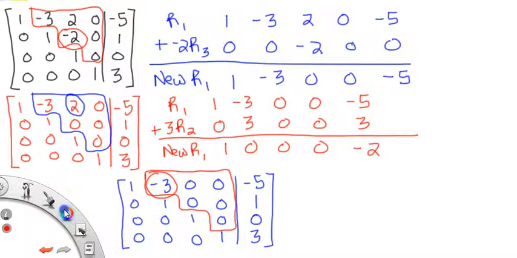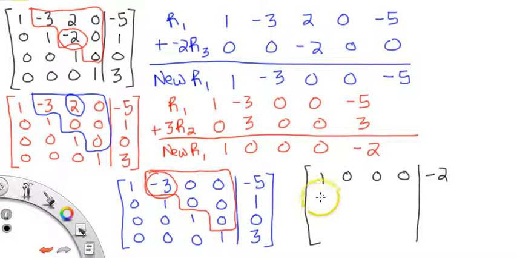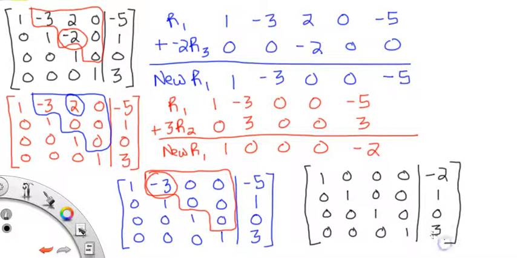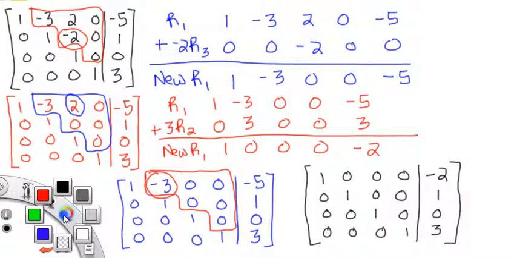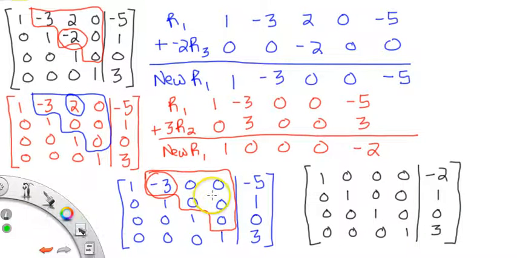And now we can go ahead and rewrite our matrix with our new row 1: 1, 0, 0, 0, negative 2. Then 0, 1, 0, 0, 1. Then 0, 0, 1, 0, 0, and 0, 0, 0, 1, and 3. Okay. So, after all that hard work, we've now got a matrix that's in reduced row echelon form.